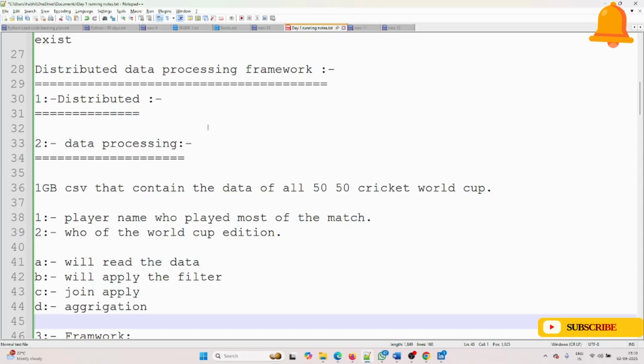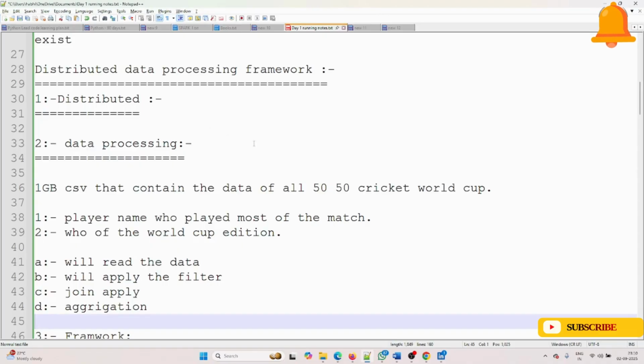Then what will I do? I will first create a Spark session. Then we read the data, and then we create a data frame. On top of the data frame, I will apply the filter. Then I will apply the join if required. Then I will apply the aggregation if required. Then I will get the answer. So that is the thing.